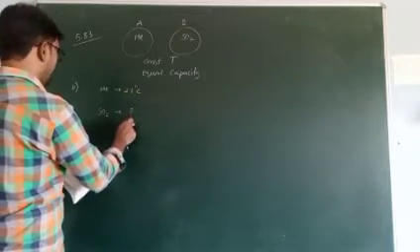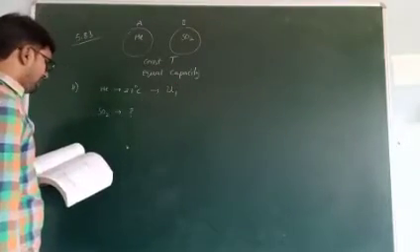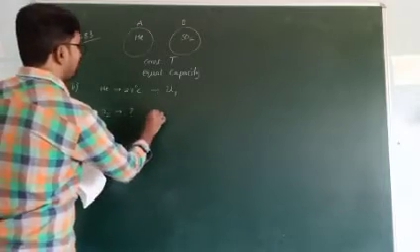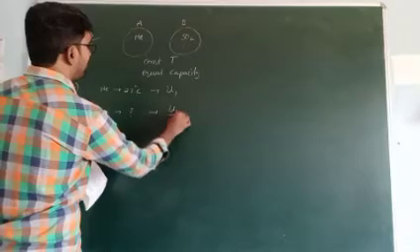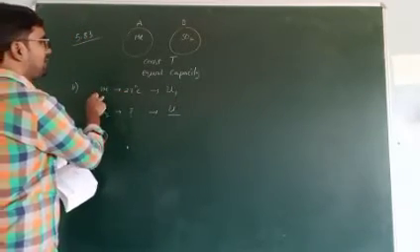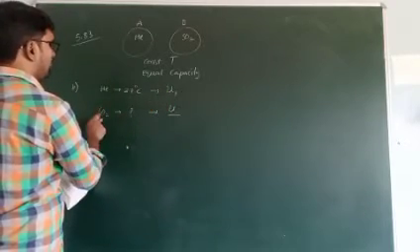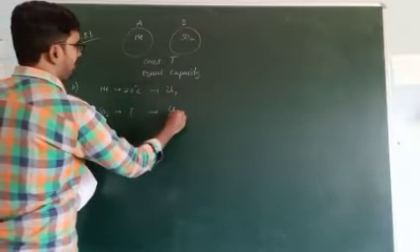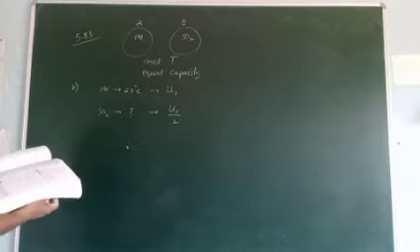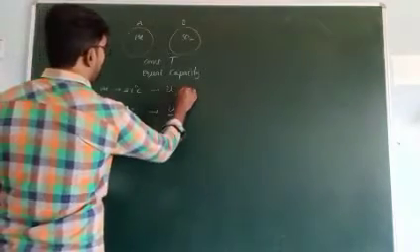Calculate the TB. For helium, the RMS speed is U1. At what temperature will the velocity of SO2 molecules become half? SO2 velocity is half, meaning U1 by 2. Actually, at 27 degrees centigrade, helium shows this much velocity, but at what temperature does SO2 show half of this speed, U1 by 2? Do you understand?